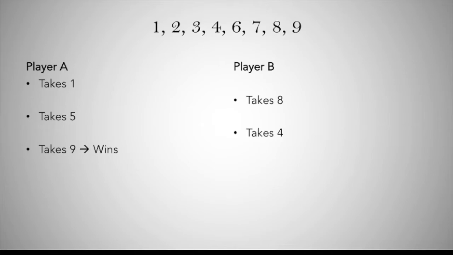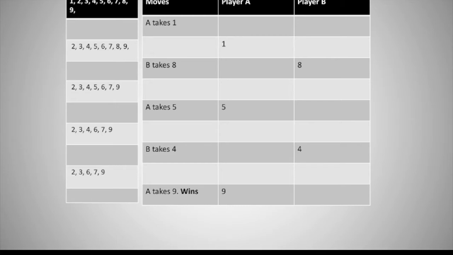Now, suppose that the game goes like this. At the top, we have the numbers that are available, and then we have player A and then player B. Okay, in the first move, player A takes 1. 1 is no longer available. And then on the second turn, player B takes 8. Then player A takes 5, player B takes 4, and, not unsurprisingly, player A takes 9, and then they win. And so here we have a description of the game. In the left column we have the available numbers, then the next column has the moves made by the players, and then the numbers in possession of each player.